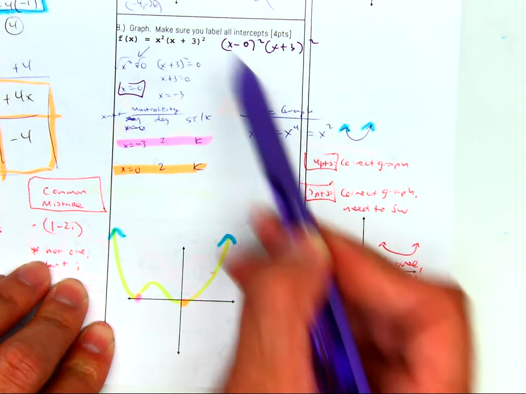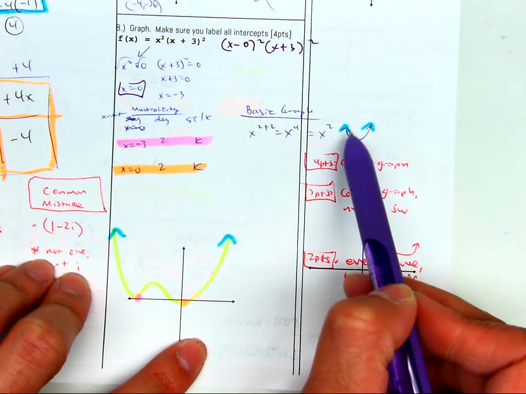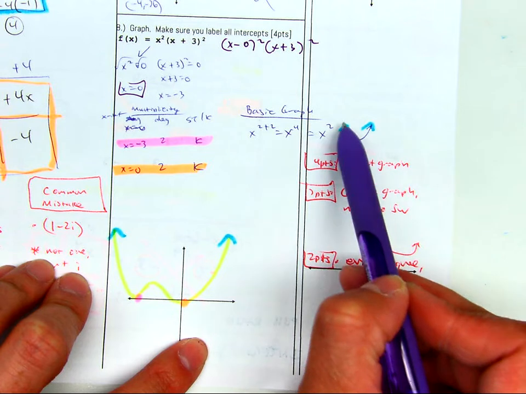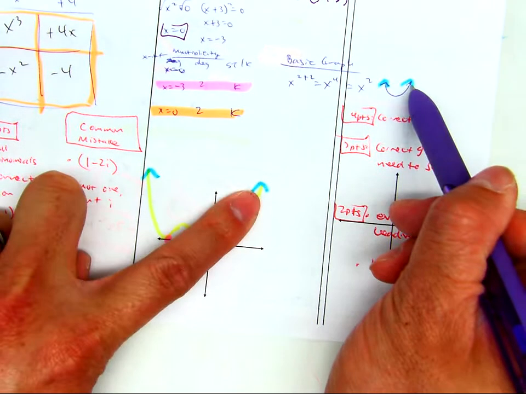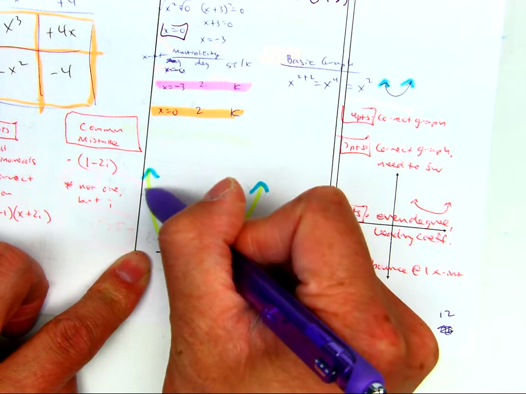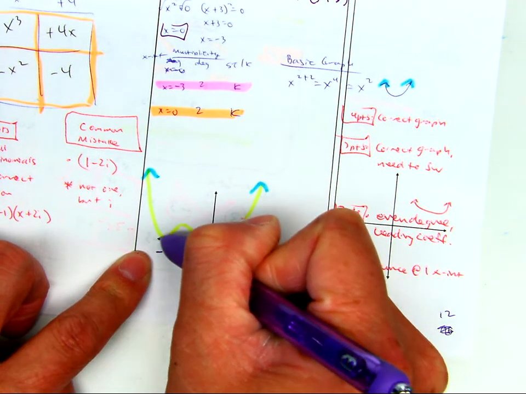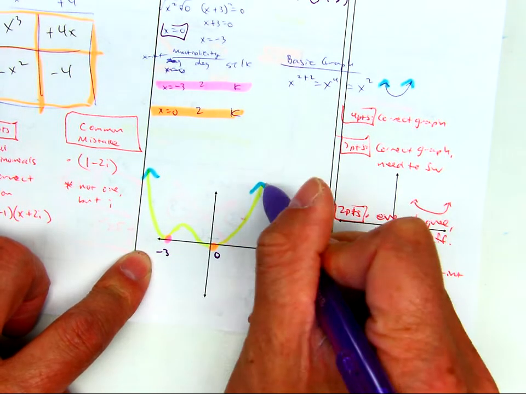So you have x to the 4th, which is even. If it's even, it's going to start up and end up. That's called the leading coefficient. Then I know on my graph this is negative 3. As I approach it, I'm going to bounce off of it, so don't go through the x-axis. And then at 0, I'm going to bounce off and finish there.